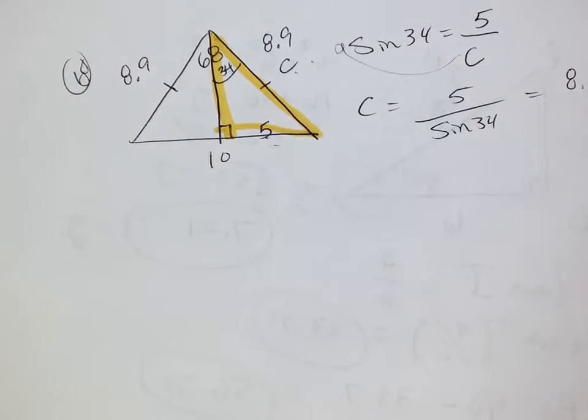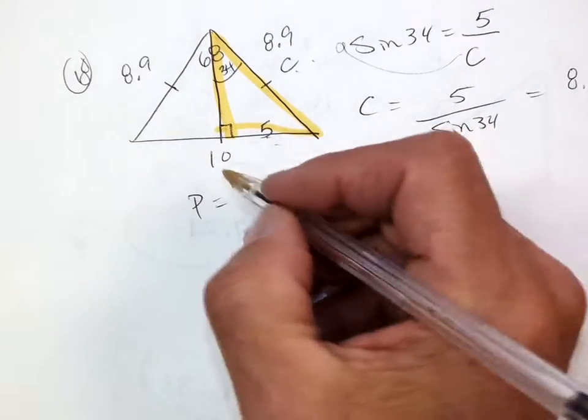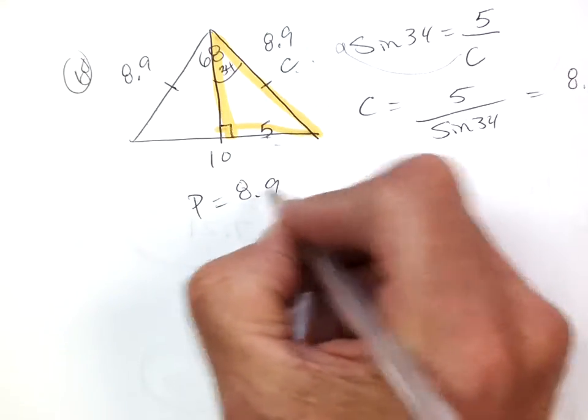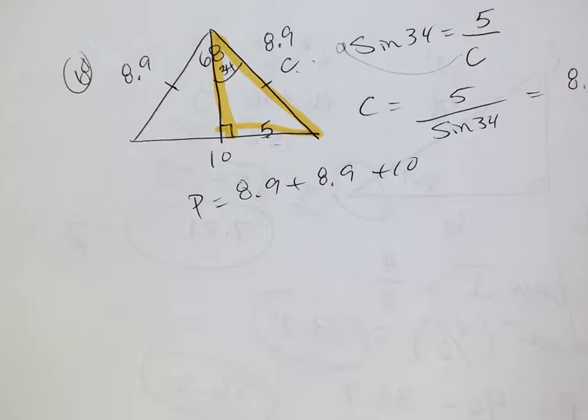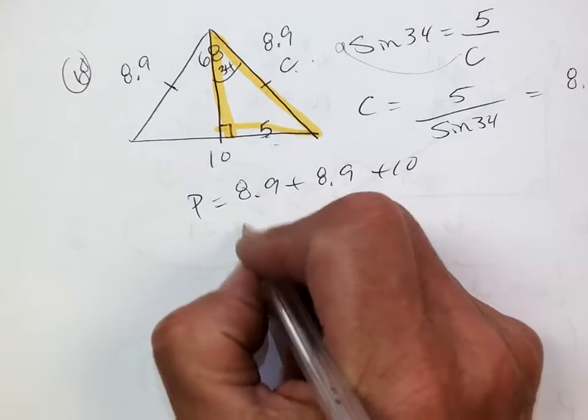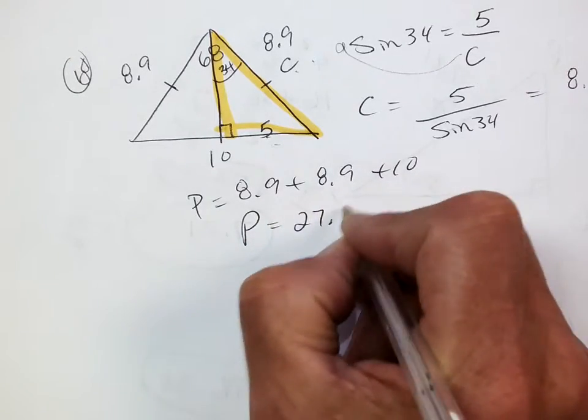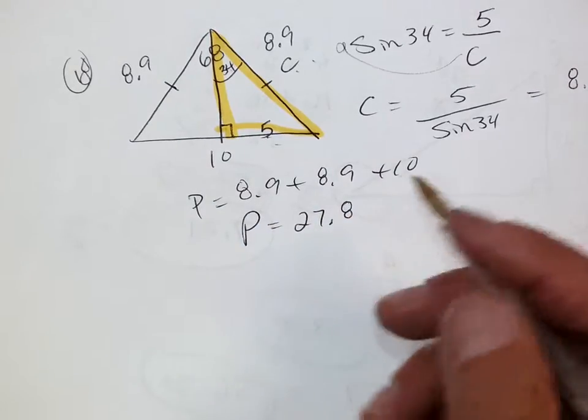So the perimeter, we can do the perimeter pretty easily, right? Perimeter is just 8.9 plus 8.9 plus 10, right? So 8.9 times 2 plus 10, about 27.8. Okay, how am I doing?